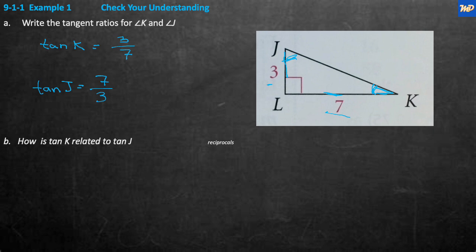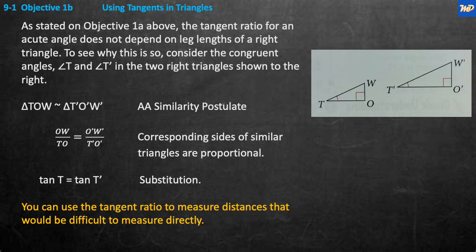Okay? Now how is tan of K related to tan of J? Well, as you look at it here, this is 3/7, and the tan of J is 7/3. So those are reciprocals. Okay? Good.